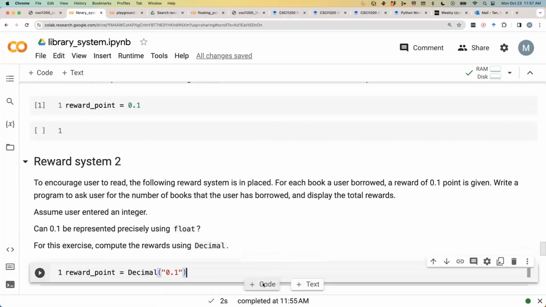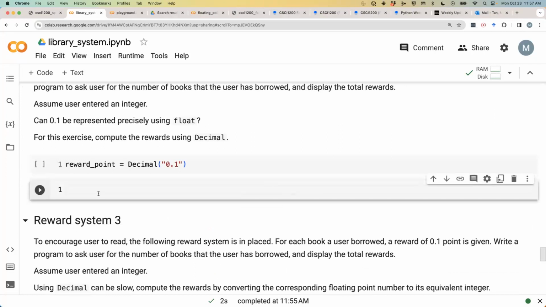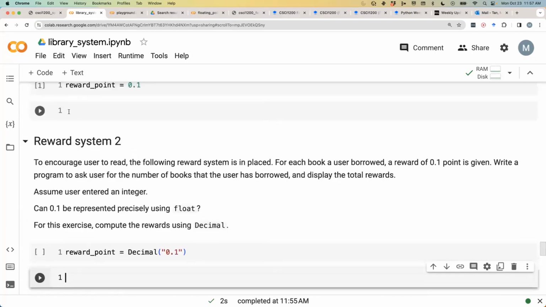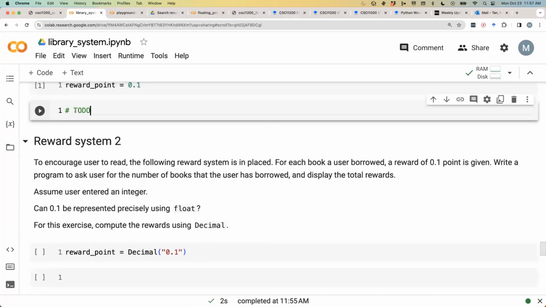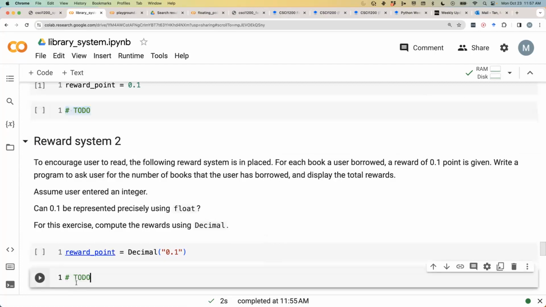So you should continue. This is to do. You're going to ask the user for input, compute the total reward, and display to the user what the reward is. Okay, so this is for you to do. So to do, and here to do as well.